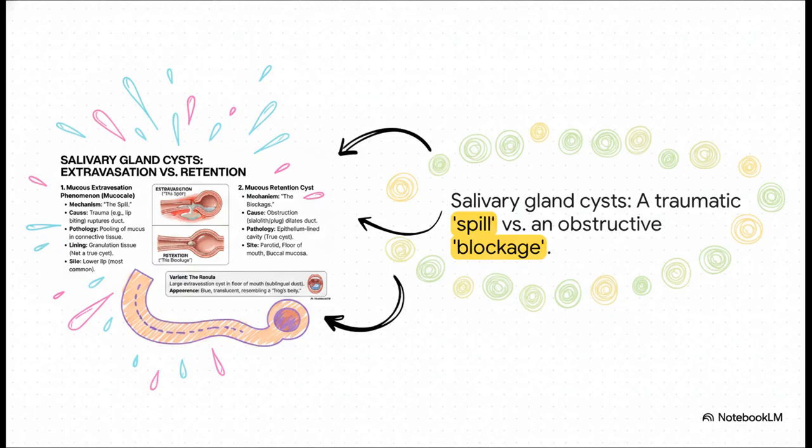So what about salivary glands? Well, they have their own cysts, and they're usually born from one of two different stories. On one hand, you've got the mucocele. Think of this as a spill, where trauma, like biting your lip, ruptures the duct and saliva just pools in the tissue. It's not even a true cyst. On the other hand, a mucus retention cyst is a blockage, where a duct gets clogged up, swells, and creates a true epithelium-lined cyst. So, spill versus blockage, it's a really simple but elegant distinction.